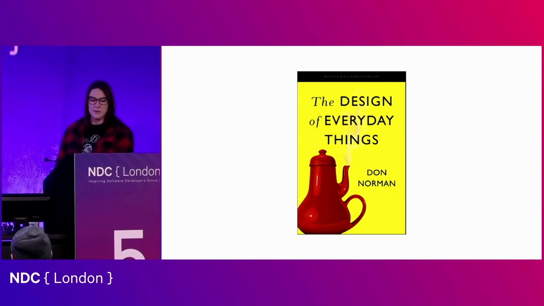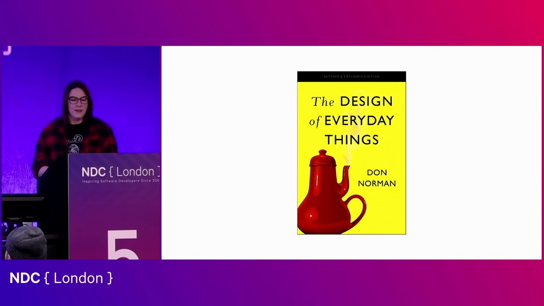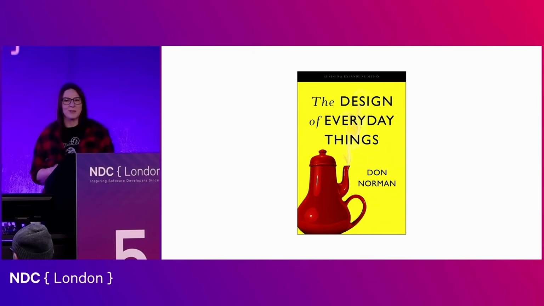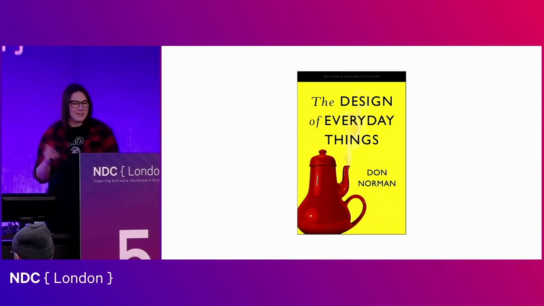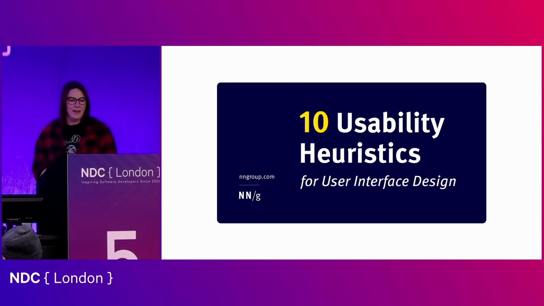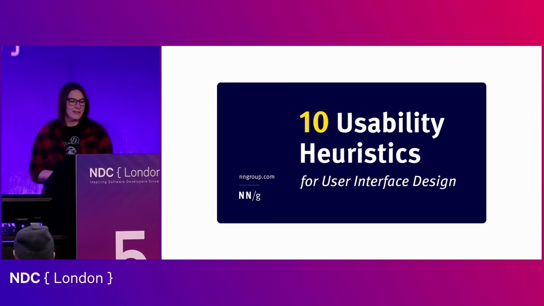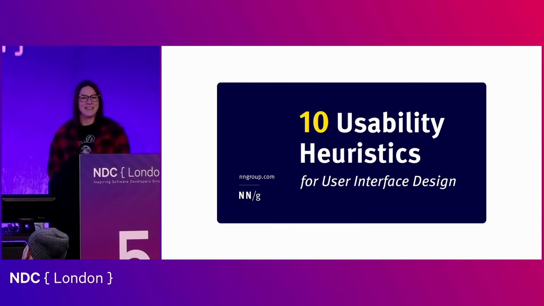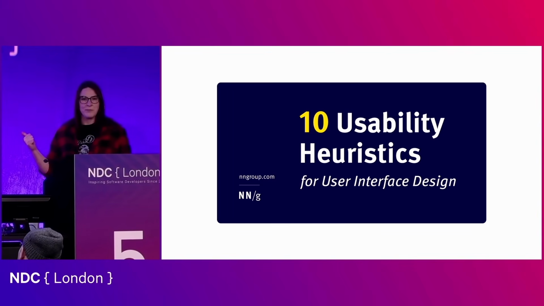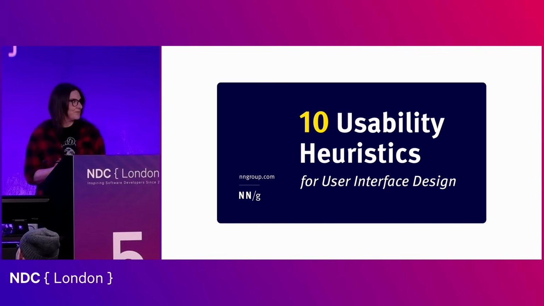You might know Don Norman as the writer of the book, The Design of Everyday Things. This book is what some designers might call the UX Bible. I've read this book many a time. I've taken away quite a lot from it in my career. And then you might know Jacob Nielsen, most notably from this piece of work published in 1994, the 10 usability heuristics for user interface design. It still holds up over 30 years later, and I'm going to reference some of it in the talk today.